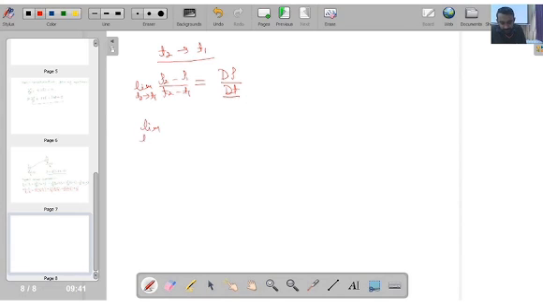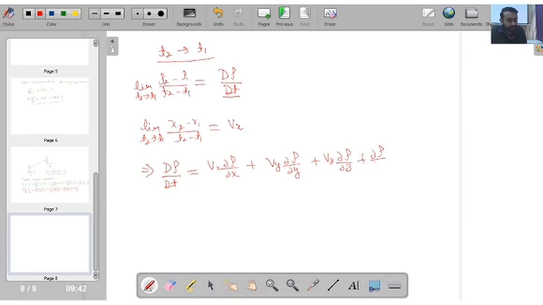Similarly, the limit of t2 approaching t1 of x2 minus x1 by t2 minus t1 will become nothing but the instantaneous velocity in x direction, which I can write as Vx. Okay. So likewise, my whole equation will become d rho by dt equal to Vx times del rho by del x plus Vy times del rho by del y plus Vz times del rho by del z plus del rho by del t.